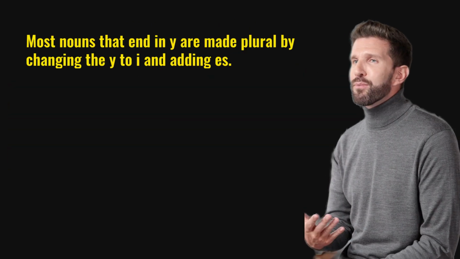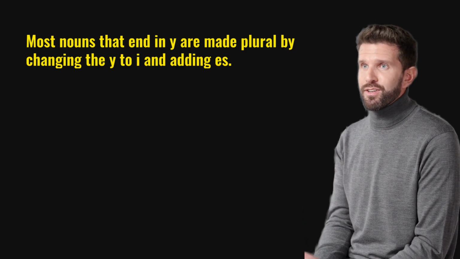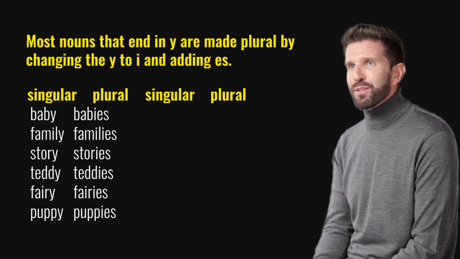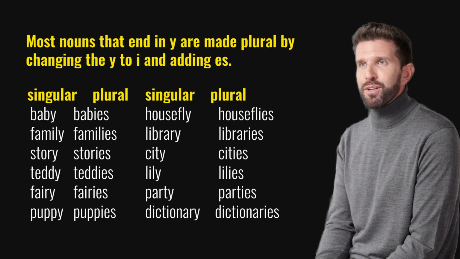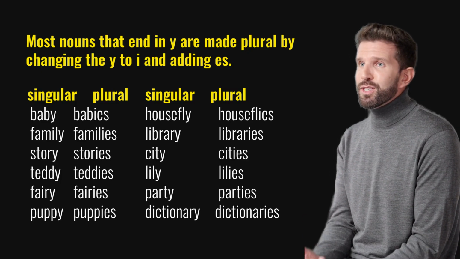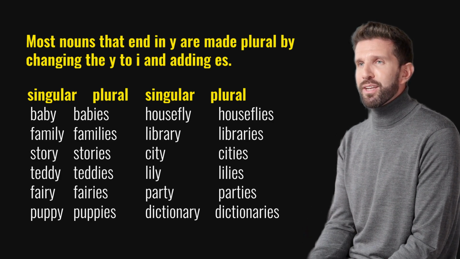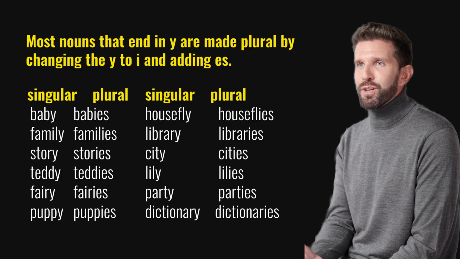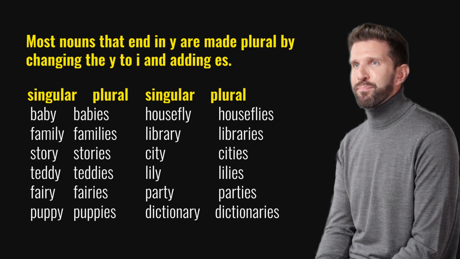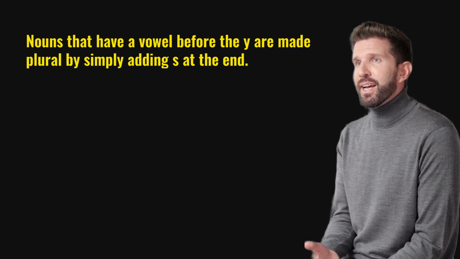Most nouns that end in y are made plural by changing the y to i and adding es. For example, baby, babies, family, families, story, stories, fairy, fairies, puppy, puppies, city, cities, party, parties, dictionary, dictionaries, and so on. Nouns that have a vowel before the y are made plural by simply adding s.